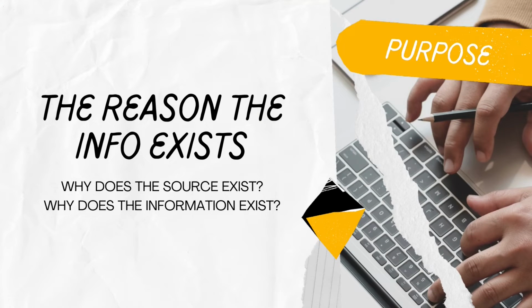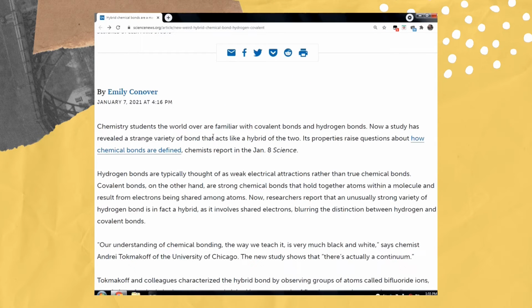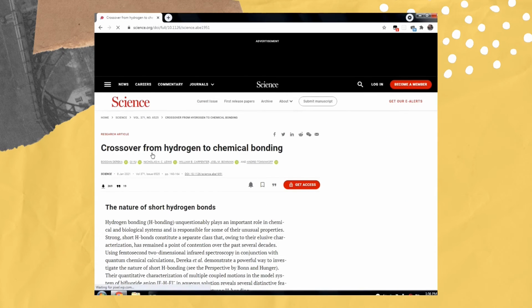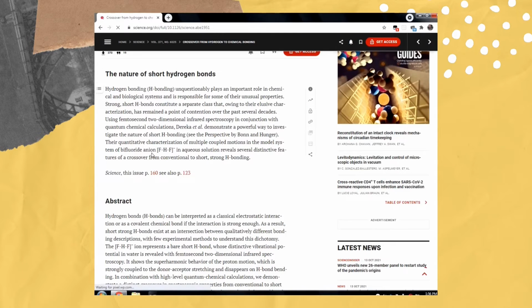Next is purpose. So the purpose is the reason the information exists, and it answers the following questions. Why does the source exist? And why does the information exist? In this case, we can simply identify the purpose in the first paragraph of the article. Basically, the purpose is to discuss how chemical bonds are defined, like one which acts like a hybrid of covalent bonds and hydrogen bonds. So when you click on how chemical bonds are defined, as you can see, you will be directed to another website with additional articles or research that can support the purpose of the article.